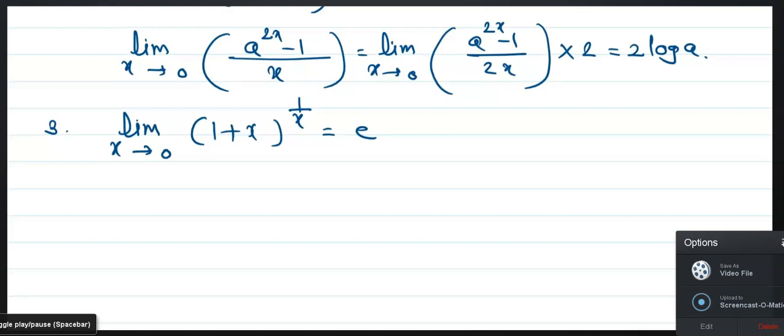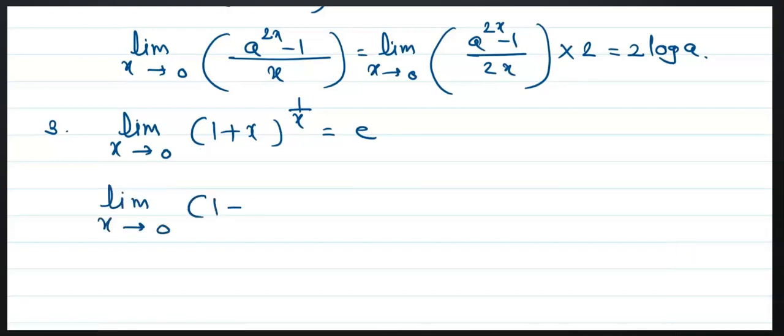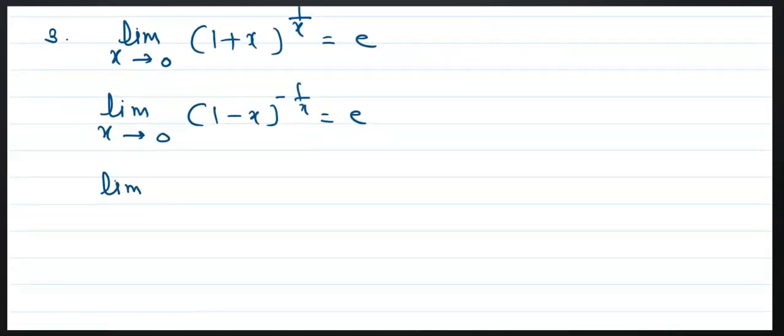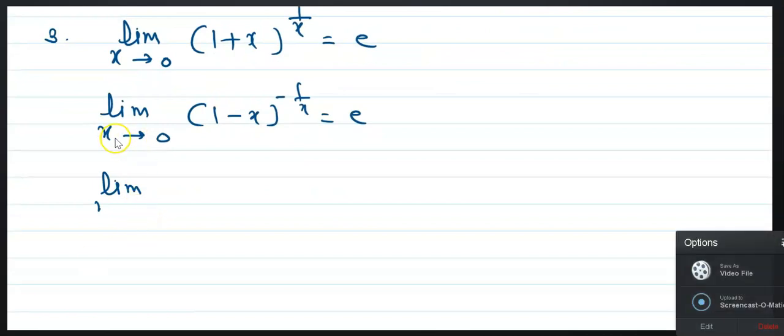Now next is the corresponding example. See this: limit x tends to 0, 1 minus x and bracket raised to minus 1 upon x. The same thing is here: it is minus x, and the reciprocal of minus x is minus 1 upon x, and hence the limit of this function is e.